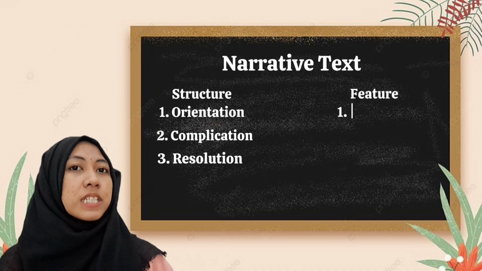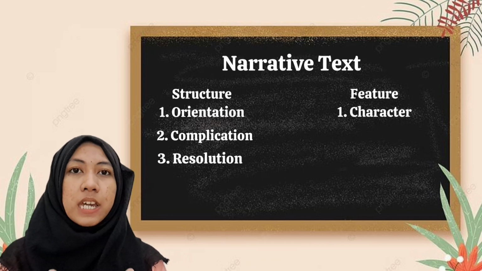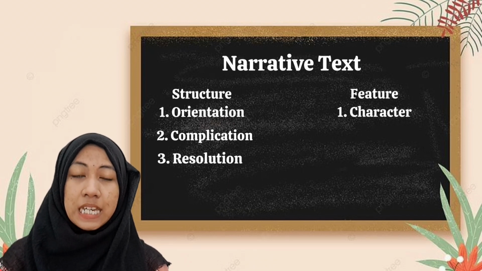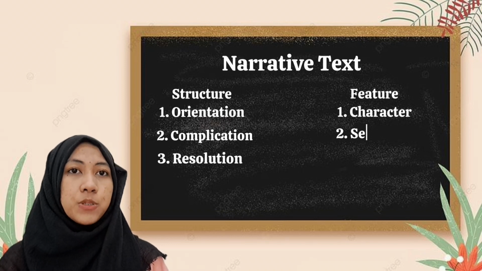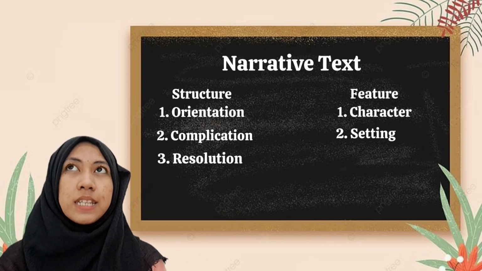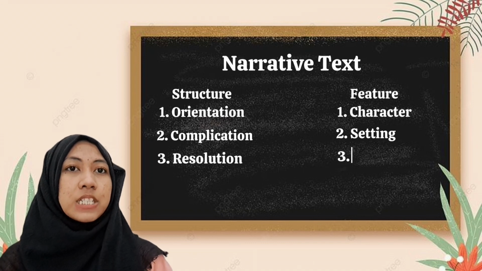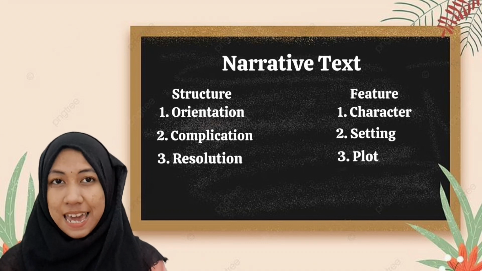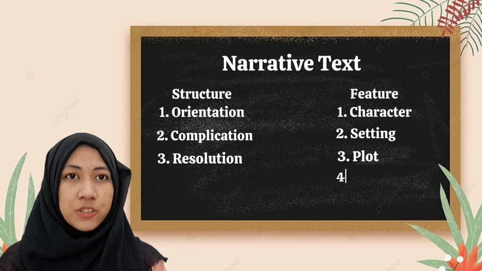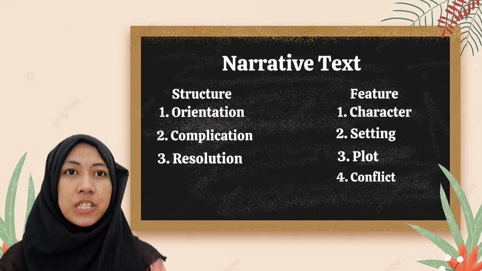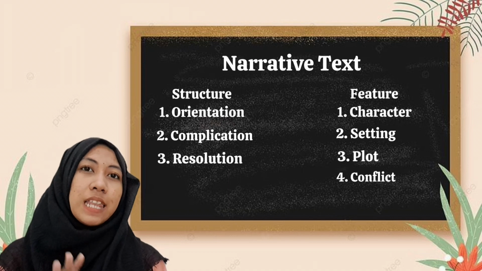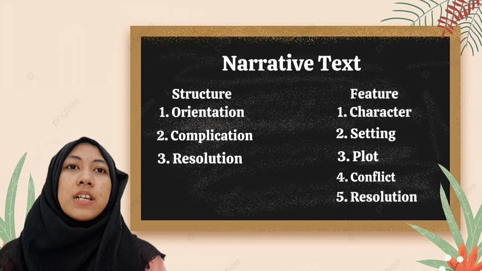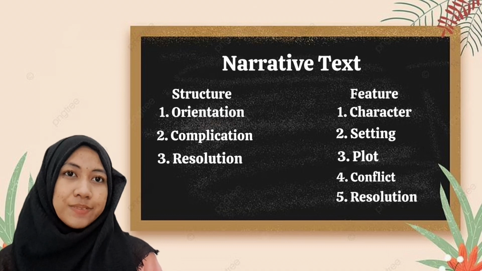The first one, there are characters. It includes characters with distinct roles in the story. And then the setting describes the time and place where the events occur. And then there's plot, which presents a sequence of events with a beginning, middle, and end. And then conflict, which introduces problems or challenges that characters face. And then the last is resolution, which provides the outcome or solution to the conflict.